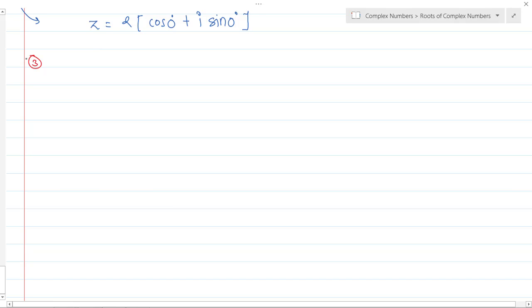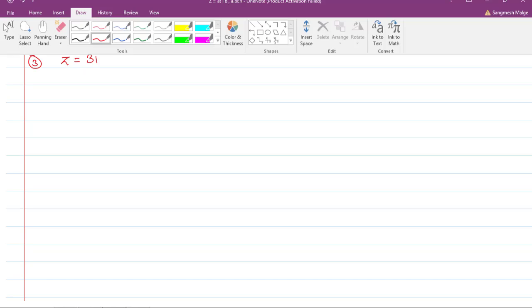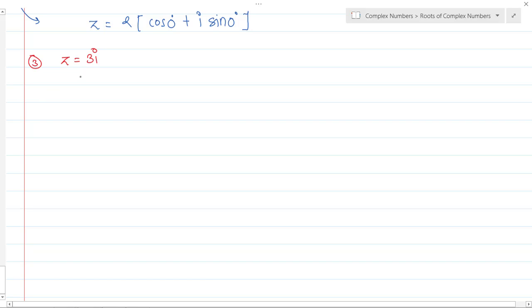How much time do we have? 10 minutes. Let's see 2 more questions and we will stop here. Z is equal to 3i. So let's solve this. First compare this with a plus ib. What is the value of a here and what is the value of b? A is 0 and b is nothing but 3.